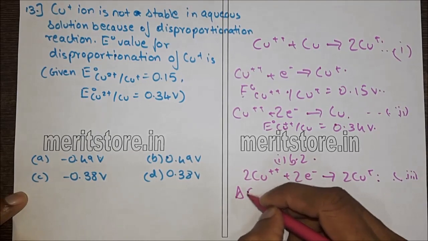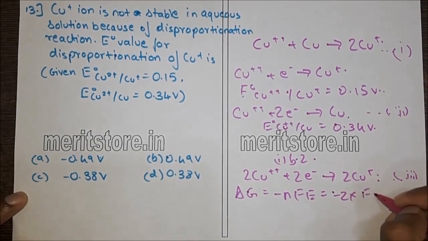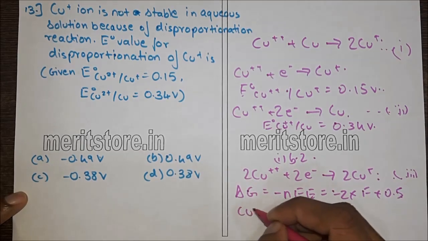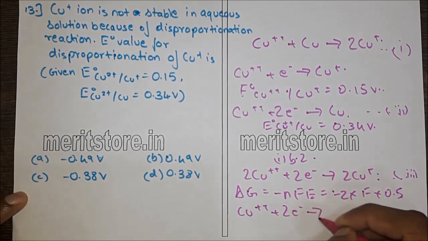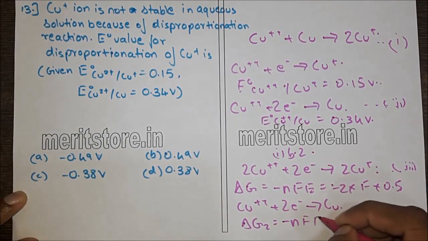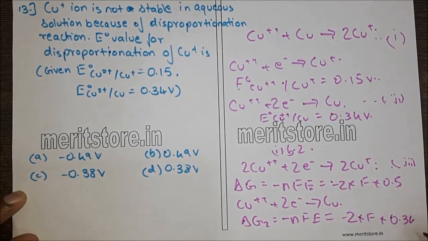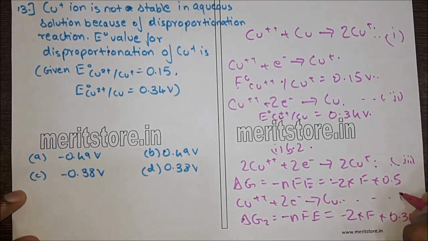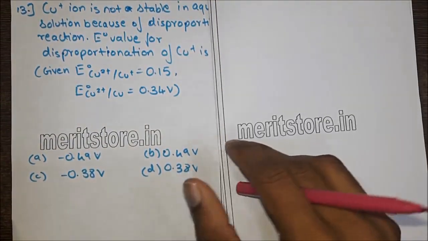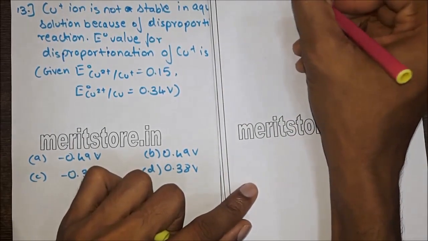So therefore the Gibbs energy we get, we substitute the value, as minus F into 0.15. Therefore Gibbs energy for Cu++ plus 2e minus to Cu, we have delta G2 equal to minus nFE, equal to minus 2 into F into 0.34. Let this be equation number 4. Therefore, further solving this, we subtract 4th from 3.